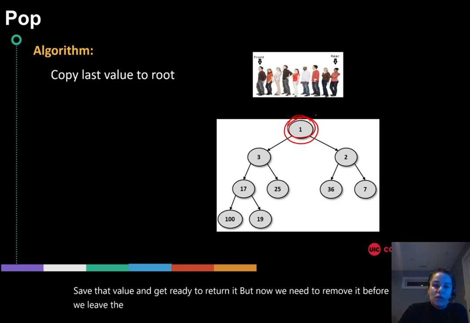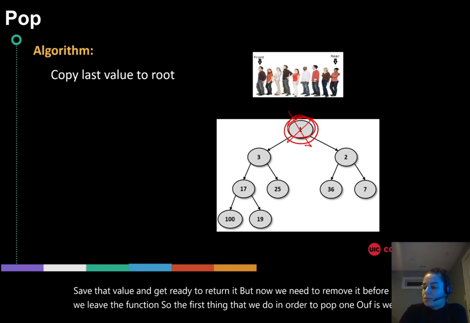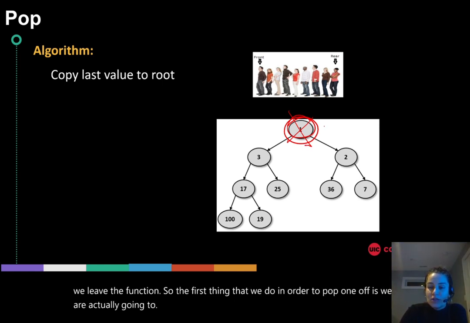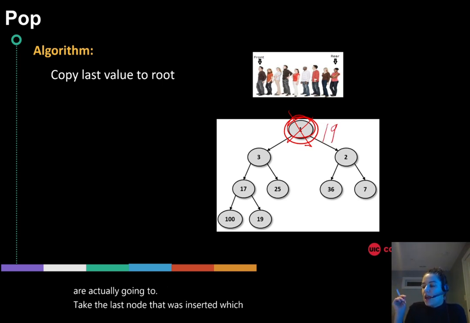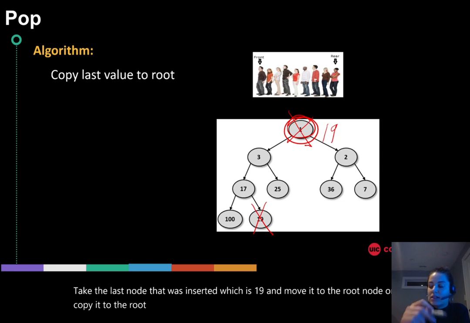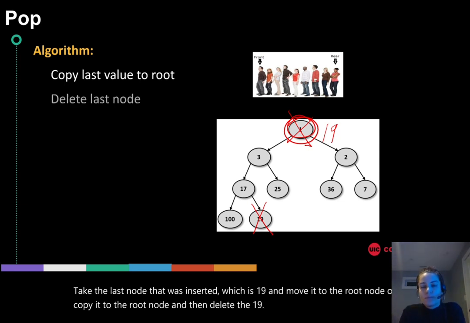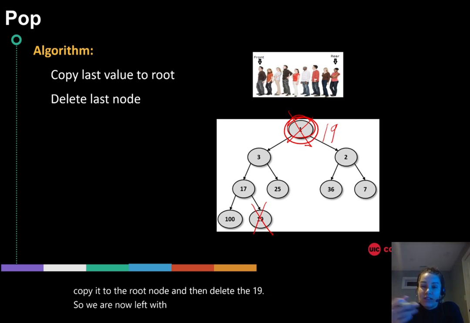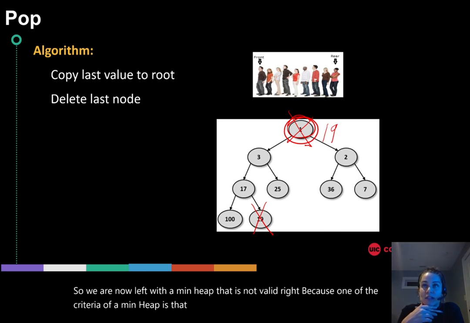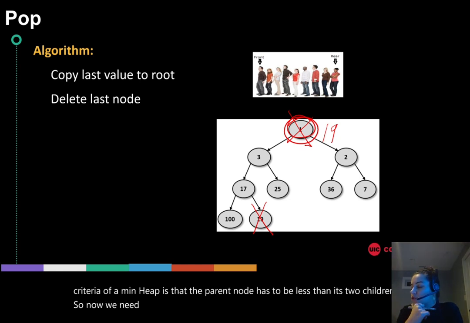So the first thing that we do in order to pop one off is we are actually going to take the last node that was inserted, which is 19, and move it to the root node, or copy it to the root node, and then delete the 19. So we are now left with a MinHeap that is not valid, right? Because one of the criteria of a MinHeap is that the parent node has to be less than its two children. So now we need to restructure it so that that's true.